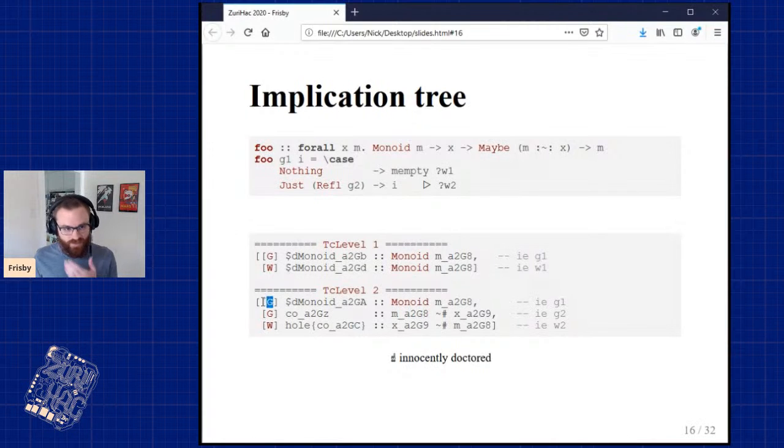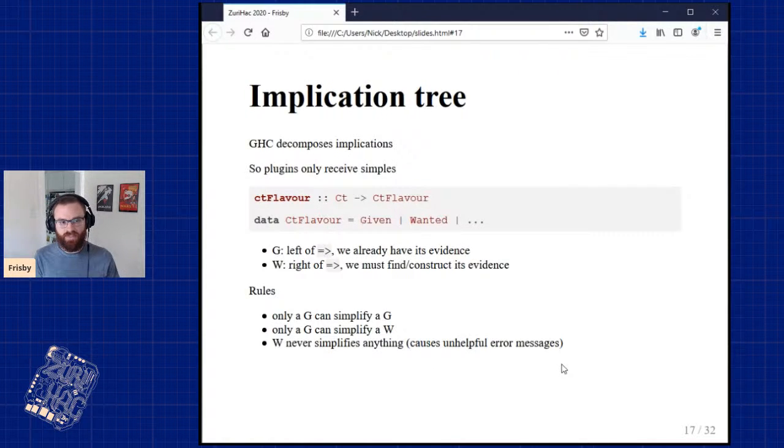So on the left, these little Gs and Ws here, I didn't put up those. Those are part of how GHC pretty prints constraints, because these constraints have a notion of flavor, which is what I'm going to talk about next. And that's how, this flavor is how GHC plugins receive constraints that are part of implications without actually receiving implications. Because there's two different flavors of simple constraint, depending on if it's on the left side of the implication or the right. So that's what this data CtFlavour data type is about.